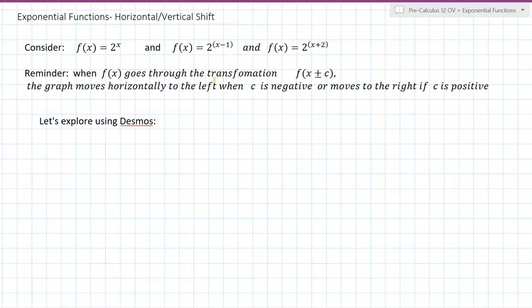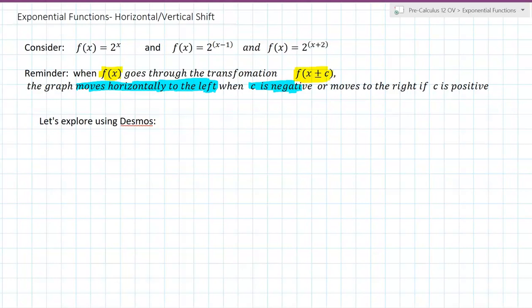Just a reminder. If you remember from the transformation unit, whenever we have a transformation that happens to the x, so f of x is transformed into f of x plus or minus c, where c is attached to x in the bracket, then if c is negative, the graph will move horizontally. Both of them are basically the horizontal shift, right? For c, it only applies for the horizontal. But if c is negative, the graph of the function moves to the left.